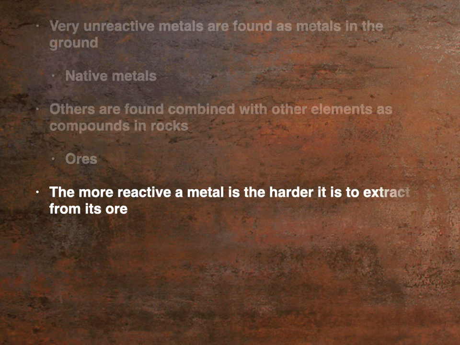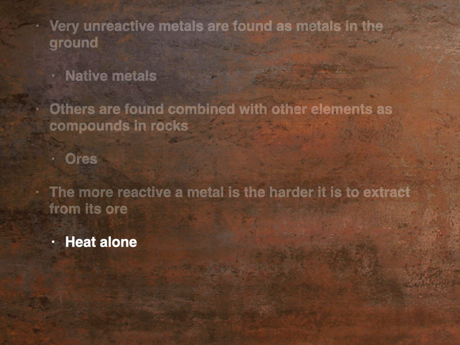But the more reactive a metal is, the harder it is to extract from its ore. So we looked at a variety of techniques for doing that. For the least reactive metals, and I'm talking silver and mercury here, you can just heat the ore. If you heat mercury ore, you get mercury coming out. If you heat silver ore, you get silver produced. It's fairly straightforward.